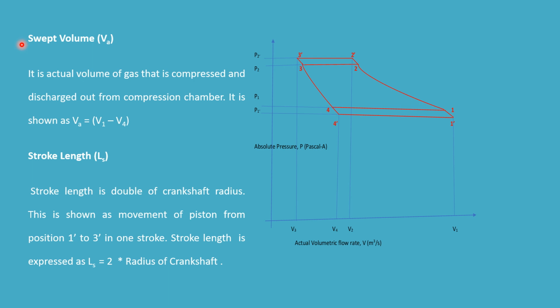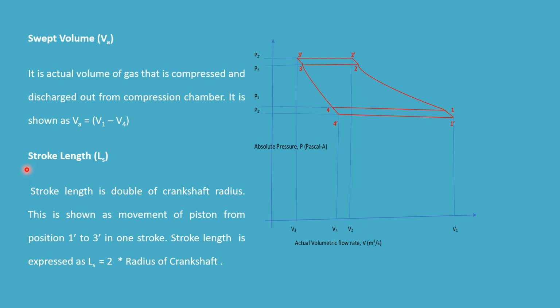Swept volume Va or actual volume. It is the actual volume of gas that is compressed and discharged out from the compression chamber, and it is shown as Va, V1 minus V4. So V1 minus V4, this portion of gas is called actual volume or swept volume.